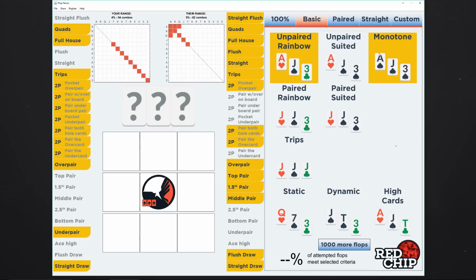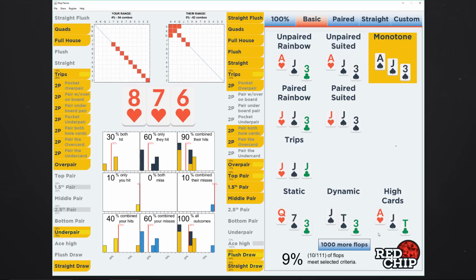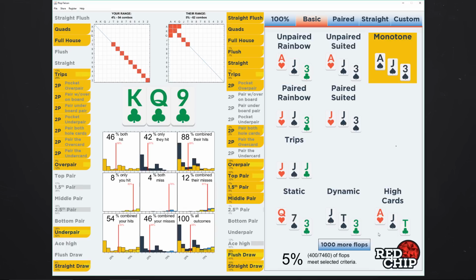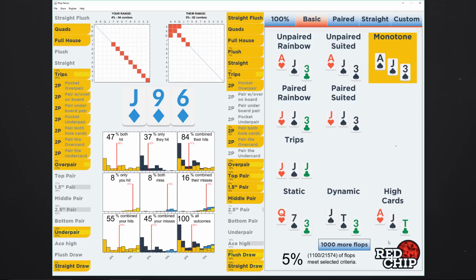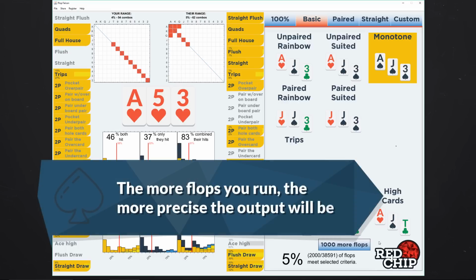So let's say we wanted to look only at monotone boards. So we'll select monotone, do 1,000 more flops. Give it a moment. Boom. Excellent. And we're going to click it one more time. I know it takes a little moment, but what are we going to do with 3 or 4 seconds? Just going to wait and let it chug up. Excellent. So a couple of things that I like to note here.